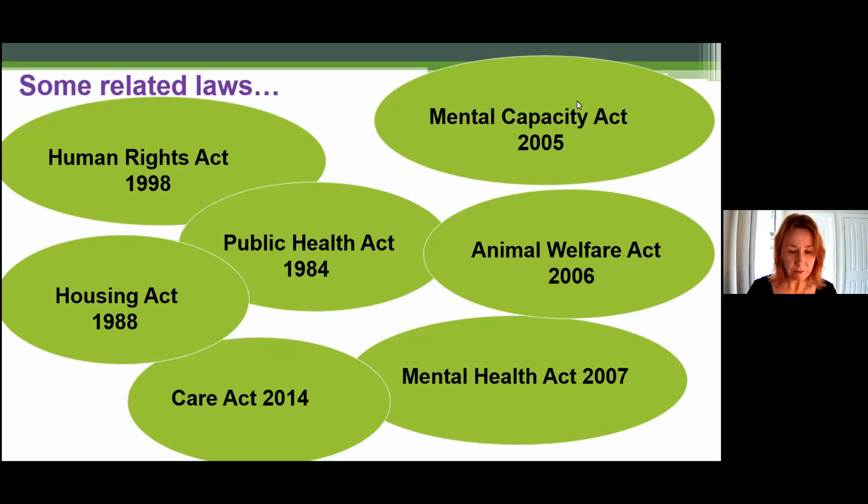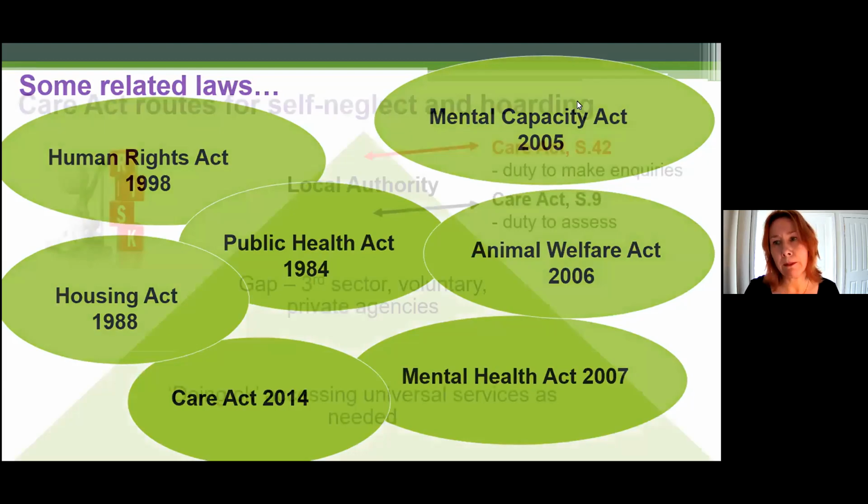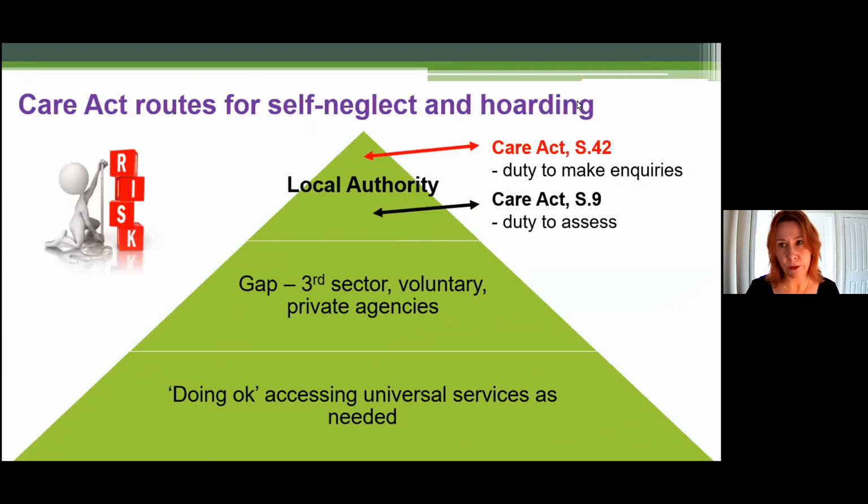Talking about the Care Act, here are Care Act routes for people who are hoarding and or self-neglecting. So you've got people down the bottom of the triangle who are doing all right, and most people are doing all right most of the time. And as you go up the triangle, there are less and less people in it. And there's a massive gap between people doing okay and when the local authorities' duties kick in.